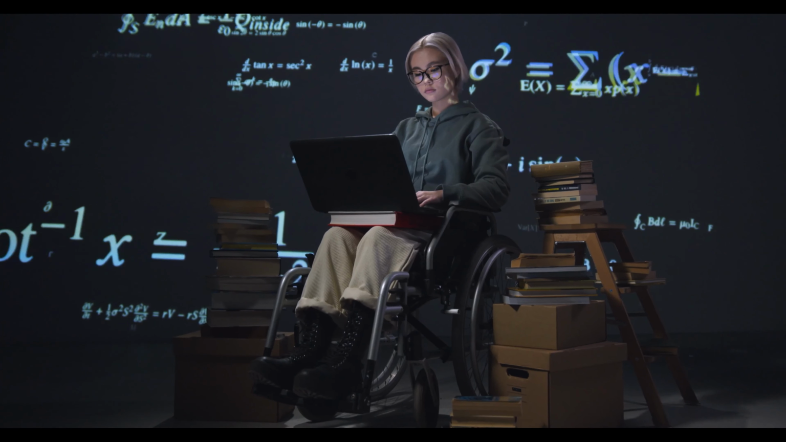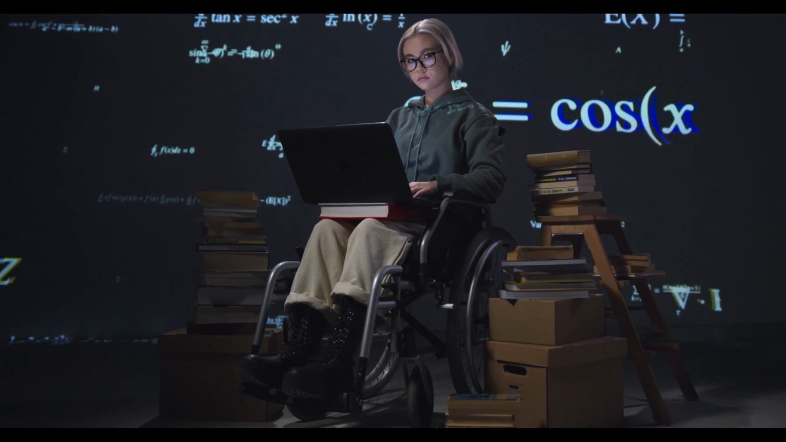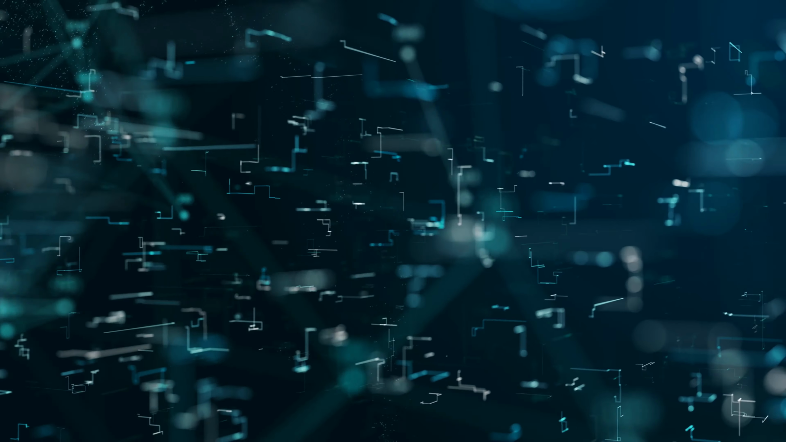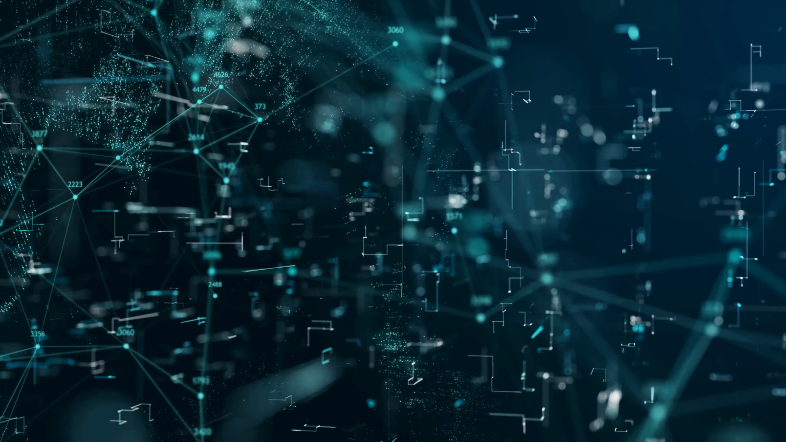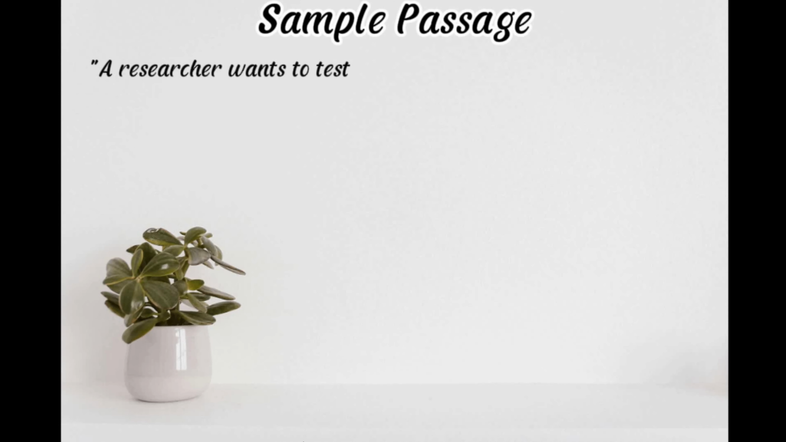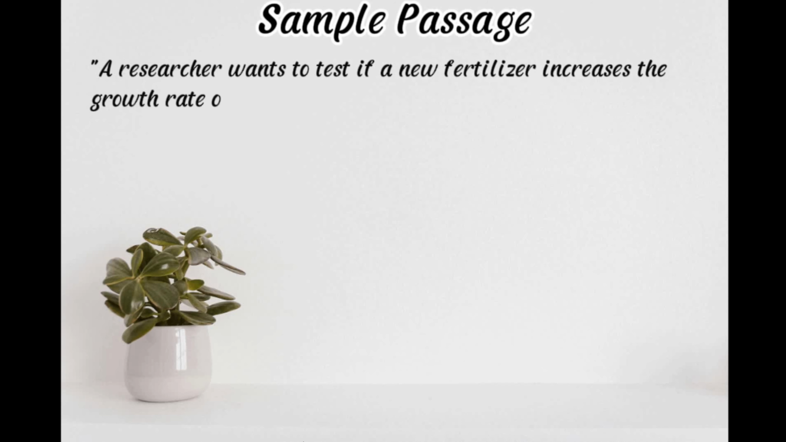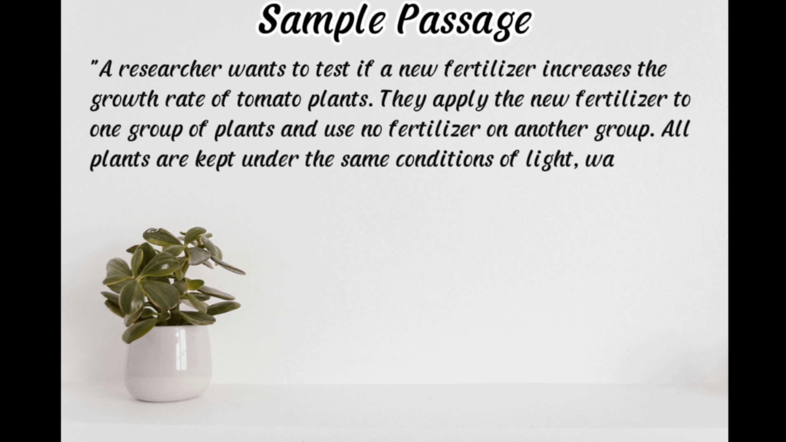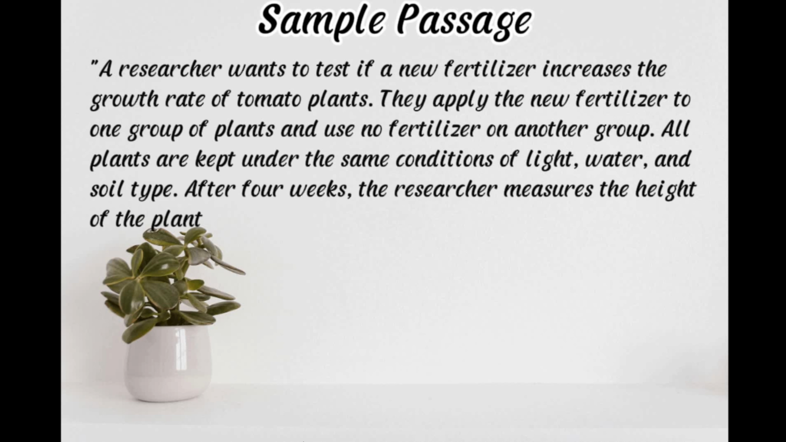Now, why do you think this skill is important? Well, being able to identify variables allows you to critically evaluate experiments and understand whether the conclusions are valid based on the data presented. Let's look at an example. Imagine this scenario. A researcher wants to test if a new fertilizer increases the growth rate of tomato plants. They apply the new fertilizer to one group of plants and use no fertilizer on another group. All plants are kept under the same conditions of light, water, and soil type. After 4 weeks, the researcher measures the height of the plants.